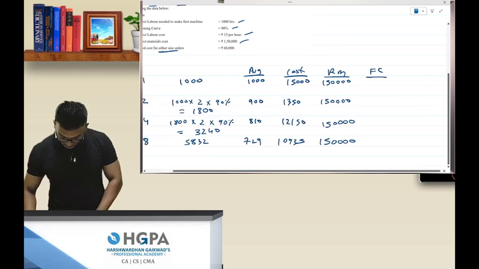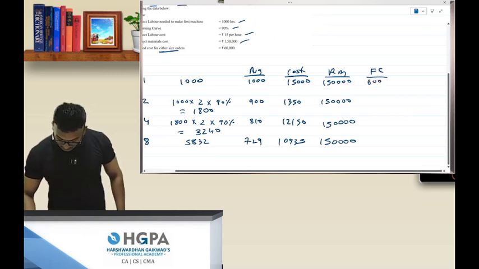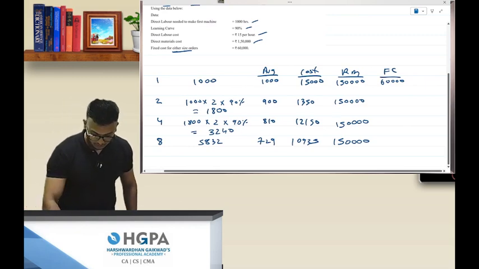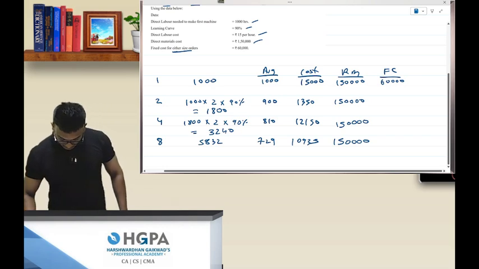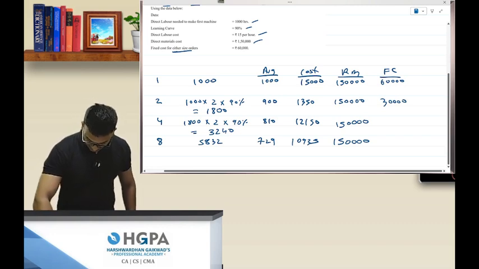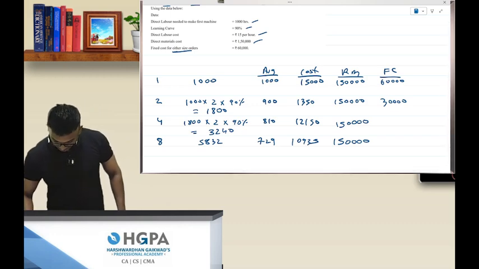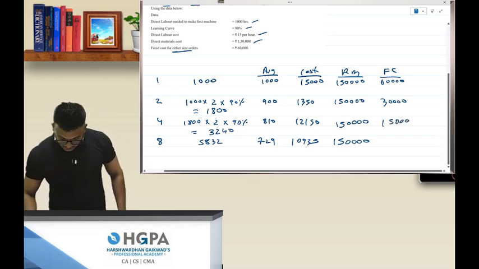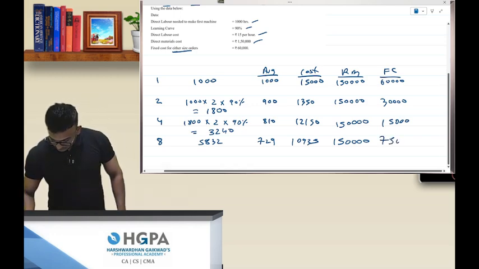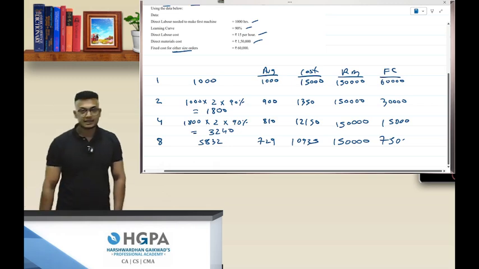So for the first, how much is it? 60,000. For this, it will be the average, so this will be 30,000. 60,000, we are doing average, right? Divided by 4, this will be 15,000, and 60,000 divided by 8 will be 7,500. This is your table.